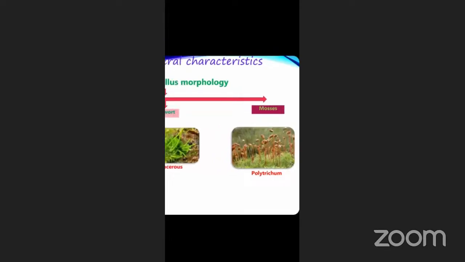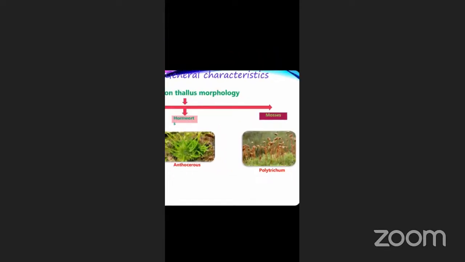And Anthoceros has about 20 species. Anthoceros is a cosmopolitan genus, meaning it is found anywhere, in temperate and tropical regions throughout the world as well as India.